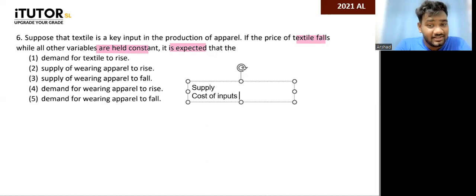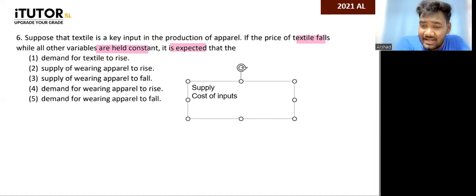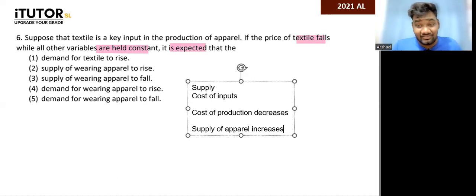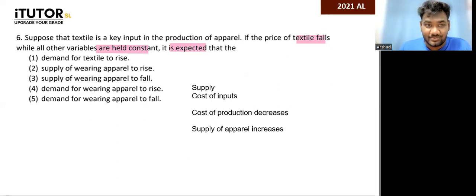So what is happening here? Textiles is one of the biggest components of making apparel. They are saying textile prices are falling. So what is happening? The cost of inputs, the cost of production, is decreasing. So when the cost of production decreases, what can you tell about the supply? Supply of apparel will increase. Right word, shift. So which one is our answer? Which answer talks about supply of apparel increasing? Number 2.